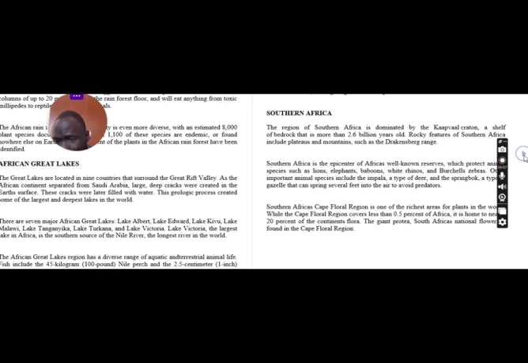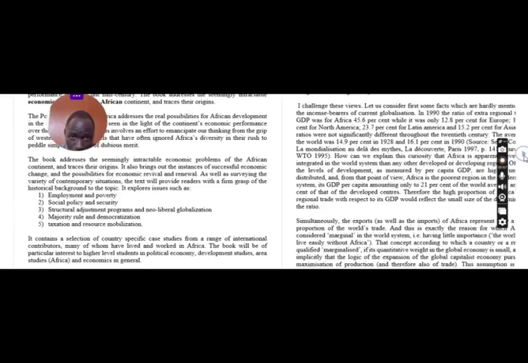So that is our introduction to the territories and regions of Africa. With those few words, I beg to stop here. We shall be picking up next time, looking at the politics and the economy of Africa.